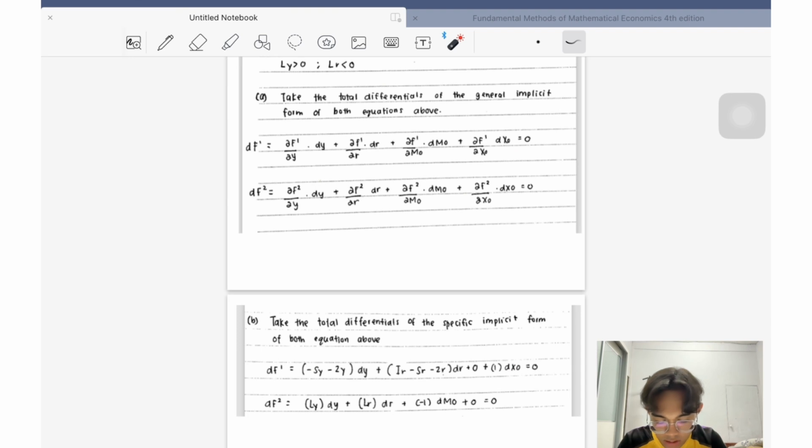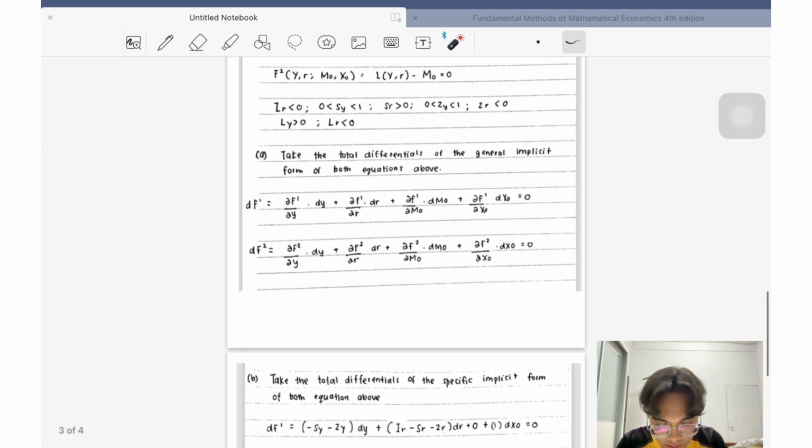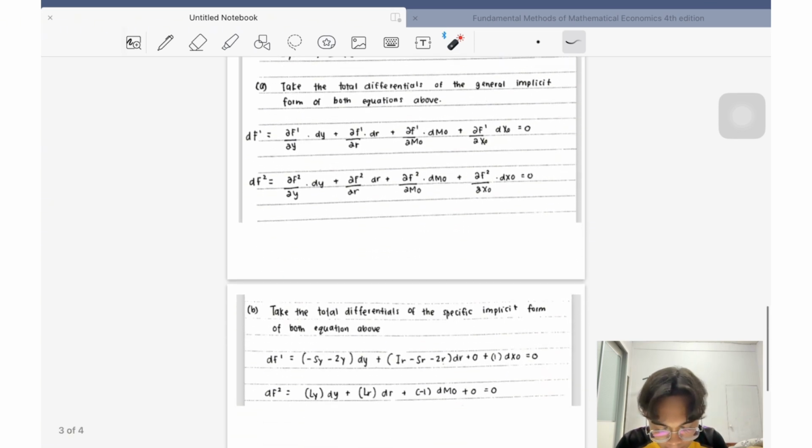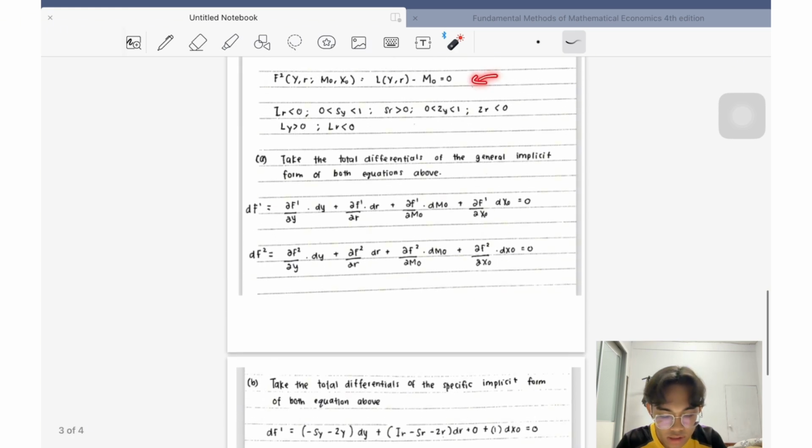And then the second equation, we can write it as df2 equal to 0. So df2, so we find the partial derivative of f2 with respect to y, and then we will get the ly from these equations. And then we find the plus partial derivative of f2 with respect to r, we get the lr times dr, and then plus partial derivative of f2 with respect to mo, we will get the negative 1 times dmo, and plus the partial derivative of f2 with respect to xo, so we will get the 0 because there is no xo in these equations.